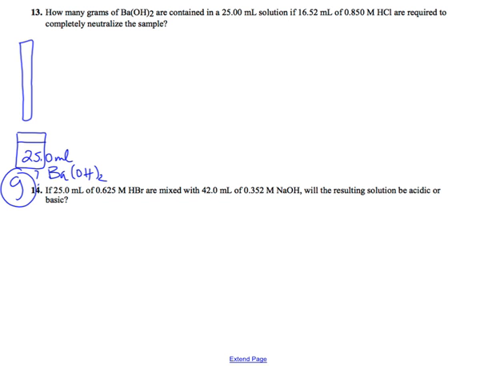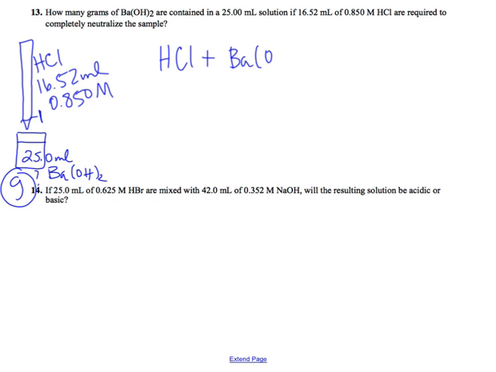And again, you don't have to draw up the titrant and the whole burette thing. I'm doing it to get you used to titrations. In the burette, we have HCl. Somebody did the experiment and found out it took 16.52 mL of this 0.850 molar stuff to reach the equivalence point. So we're going to first write a balanced equation. So HCl being added to barium hydroxide.